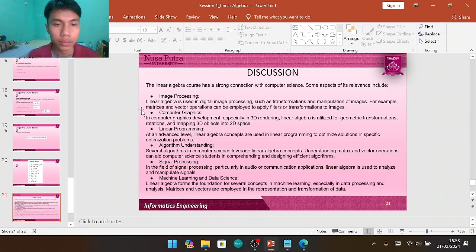Then for example, image processing. Linear algebra is used in digital image processing, such as transformations and manipulation of images. For example, matrix and vector operations can be employed to apply filters or transformations to images. Also in computer graphics development, especially in 3D rendering, linear algebra is utilized for geometric transformations, rotations, and mapping 3D objects into 2D space.